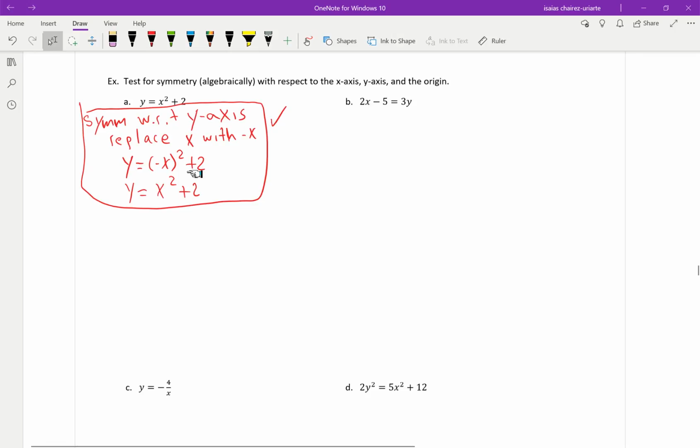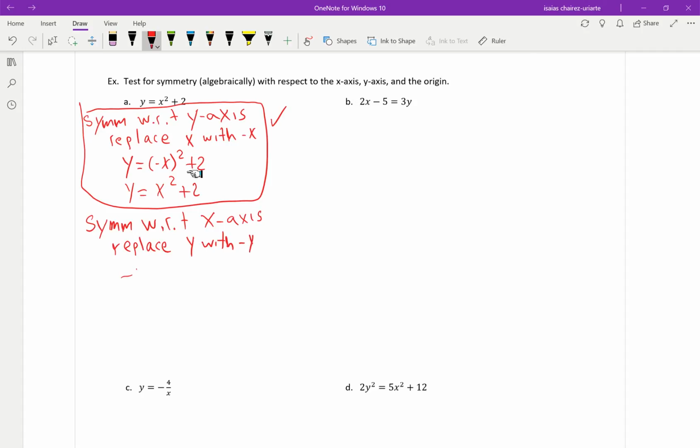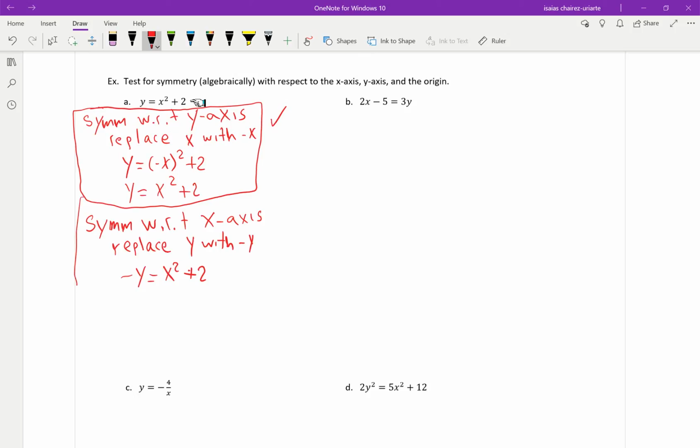I'm going to test symmetry for the other cases, just to show you how to go about it. So let me test for symmetry with respect to the x-axis. Here I would have to replace my y with negative y. So then that would look like this: negative y equals x squared plus 2. There's really not much more to do here. Does this look like the original one? I would say no. So this is not symmetric with respect to the x-axis.